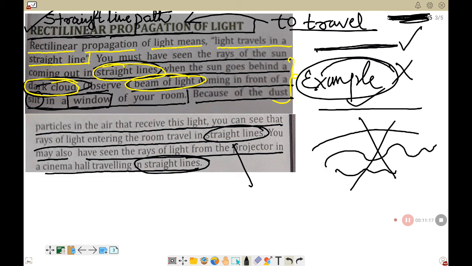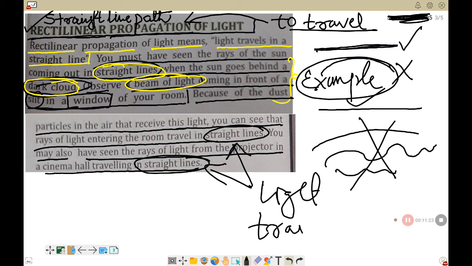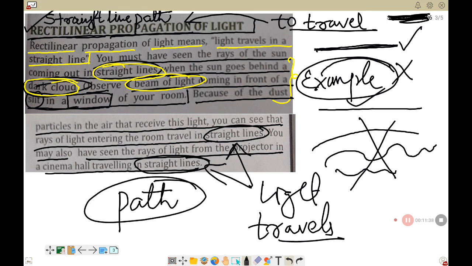So here you see that light travels in a straight line. Understand? So the heading itself, rectilinear propagation of light, means light travels in a straight line path. You can see that the path of light is always a straight line.